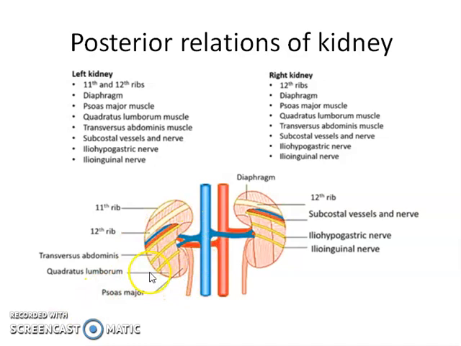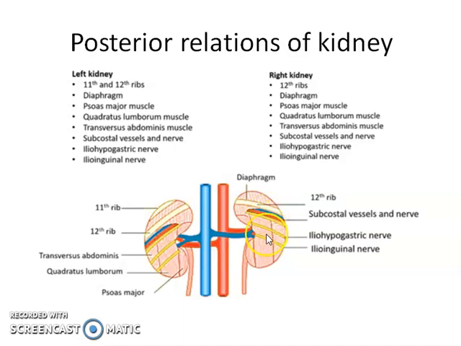The lower part of the posterior surface is in relation from lateral to medial side. The muscles are the transversus abdominis, the quadratus lumborum, and this is the psoas major muscle. Whereas the vessels in which we are related is this vessel, that is the subcostal vessels and nerves, which are in relation with the diaphragm. The nerves which are in relation with the posterior surface are the subcostal nerve, the iliohypogastric nerve, and the ilioinguinal nerve from above downwards.